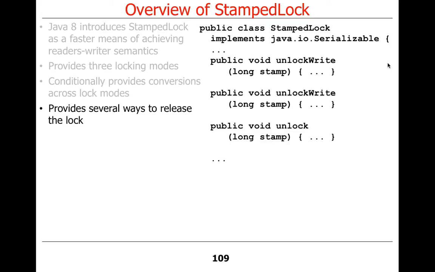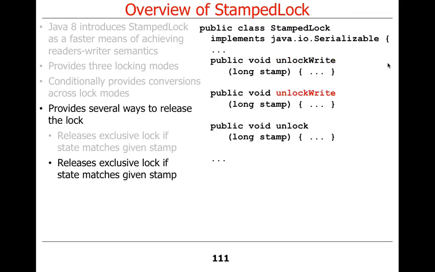Now, the final set of methods, and you can see there are a lot of methods here. These are ways to release locks. So you can explicitly release a lock. If you own a write lock, you can unlock it and say unlock write. Whoops, that should say unlock read. It's annoying. Fix that.